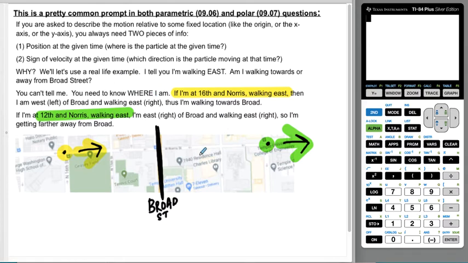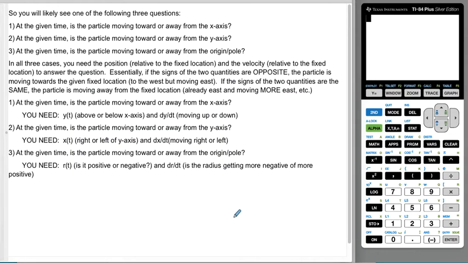So here's the example I used, and it's almost verbatim the example that I used without the diagram the other day. So if you're standing at 16th and Norris and you're walking east, then I know that you're walking towards Broad Street because I know where you are and I know which way you're walking. So I can decide if you're walking towards or away from a fixed location, in this case, Broad Street. If you're standing at 12th and Norris and walking east, I can say that you're walking away from Broad Street because I know your physical location and I know which way you're walking. Together, those pieces of information are enough to tell me which way you're walking, to describe your motion relative to that fixed location, which is Broad Street. So we're going to go ahead and try one of those in a sec.